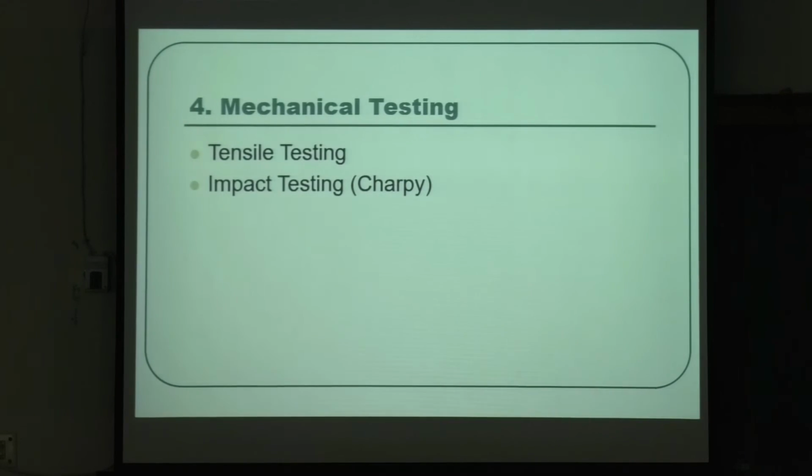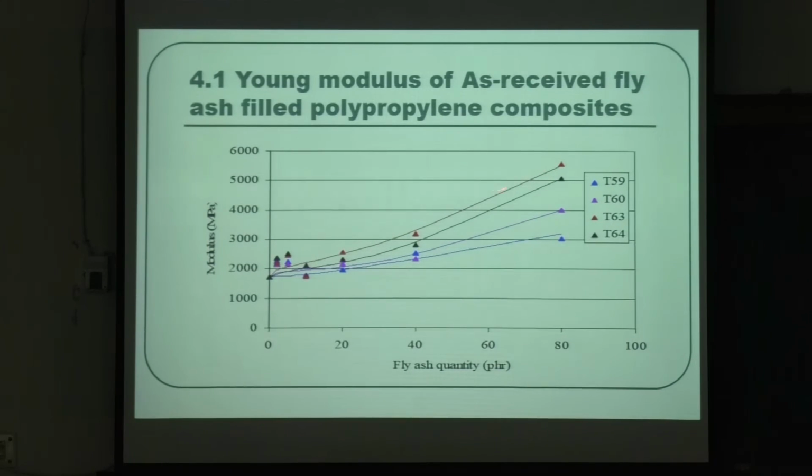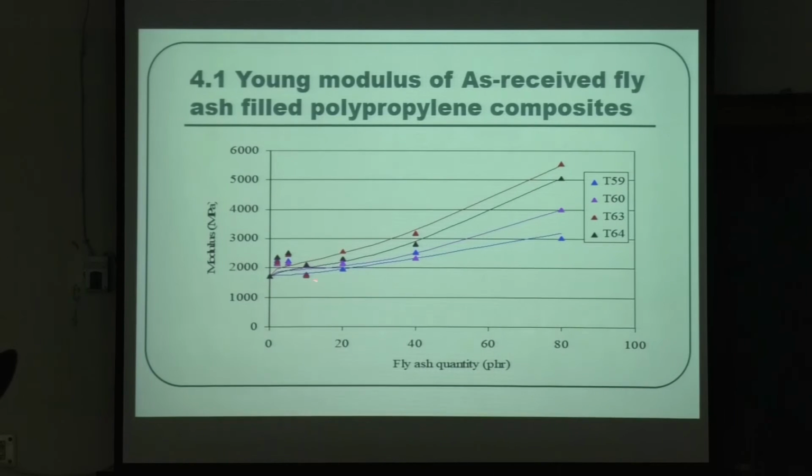Mechanical testing, tensile and impact testing. This is the Young's modulus of the as-received fly ash and then filled polypropylene composites. So all of them go up. Some of them go up by the most. There are 4 different colors. But in general, the modulus goes up from about 1750 to the highest about 5500. That means it goes up by about 200%. So whatever value is here without fly ash, you get about 3 times the modulus there.